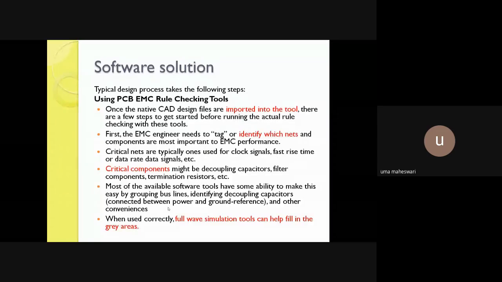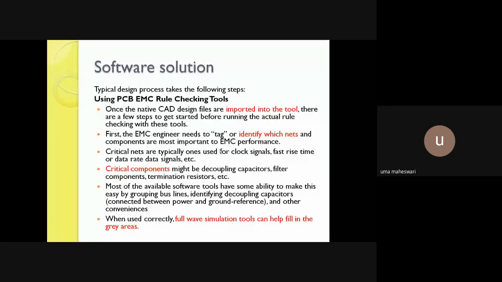Before coming to the simulation part, we should follow the design strategies as discussed earlier. It has to be done, and only after that do we come to the simulation side. So these full wave simulators definitely help to fill in the gray areas. We need to model and run the simulations in time domain or frequency domain, whichever we want to do.